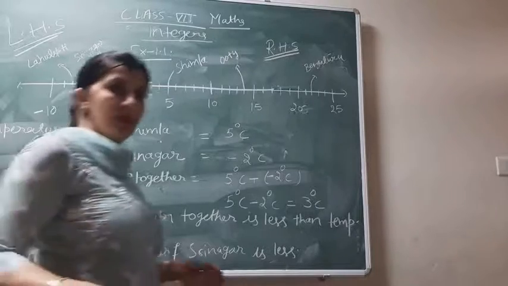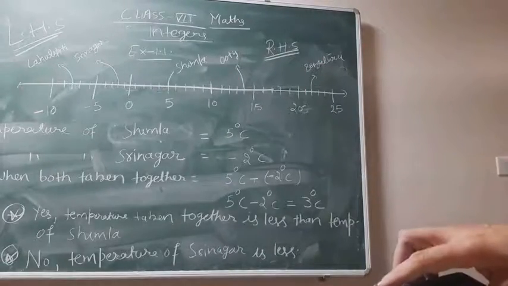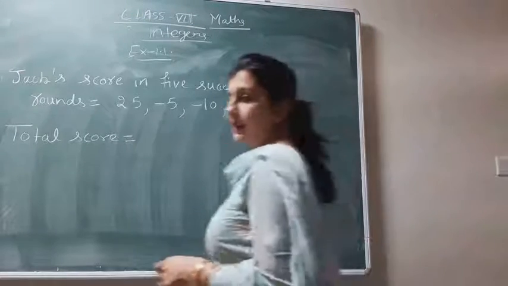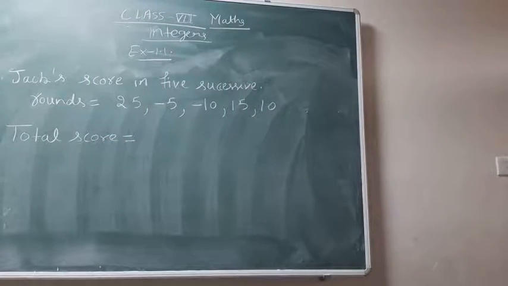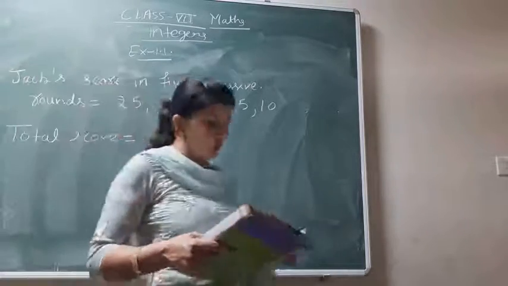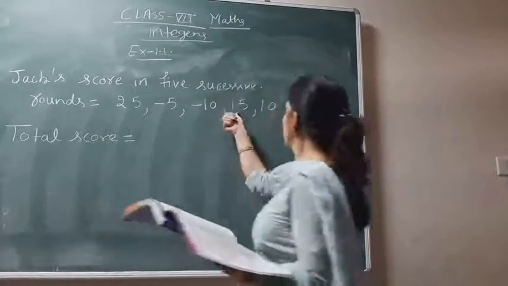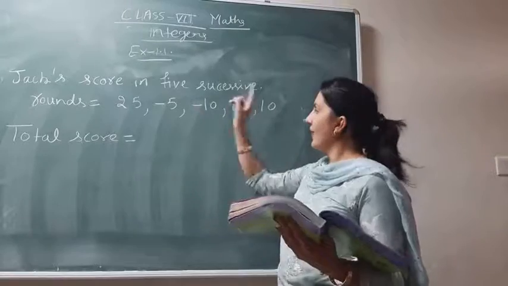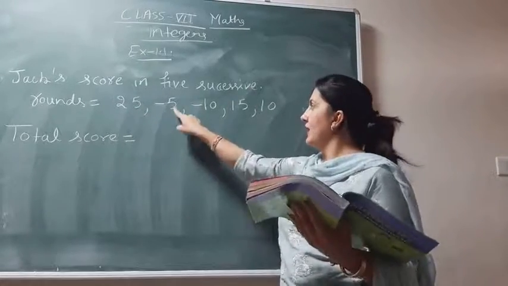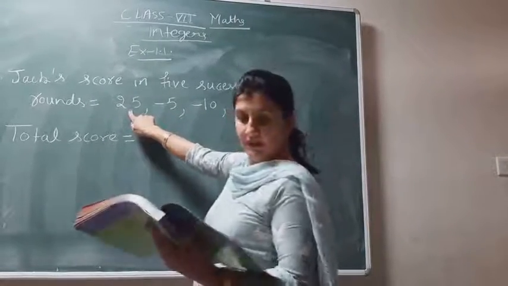Now we will do our second question. So let us start our second question. The second question statement is: in a quiz, positive marks are given for a correct answer and negative marks are given for an incorrect answer. If Jack's scores in 5 successive rounds were 25, minus 5, minus 10, 15, 10.